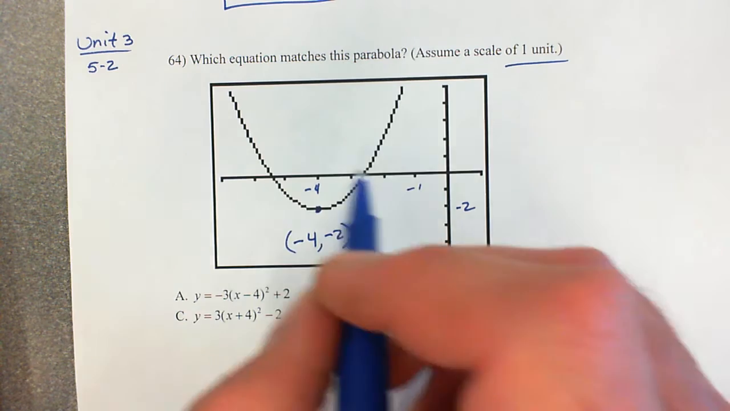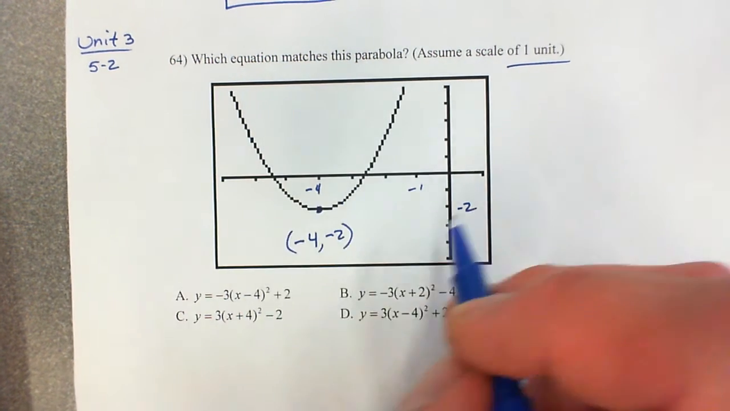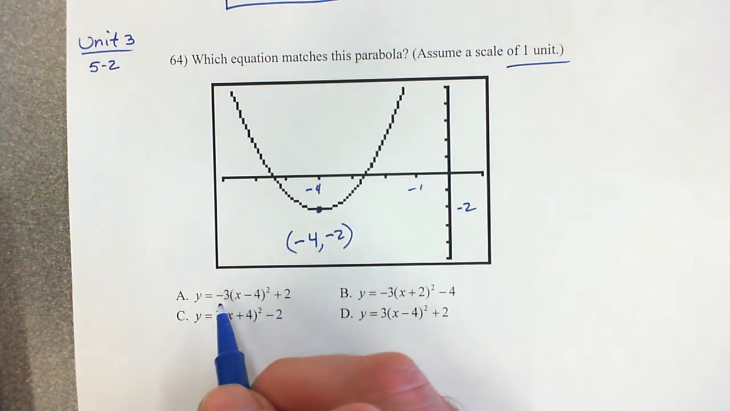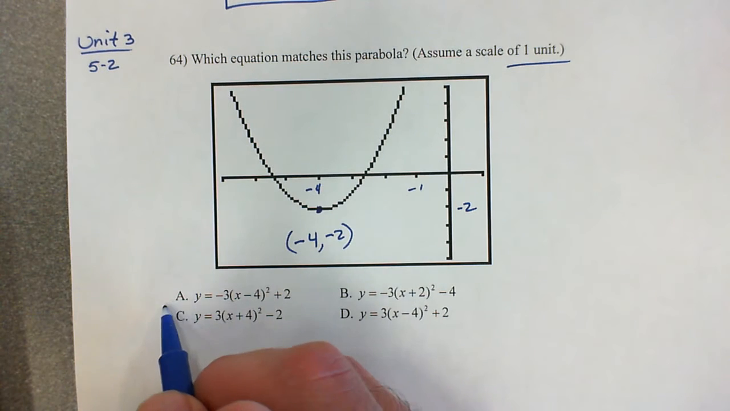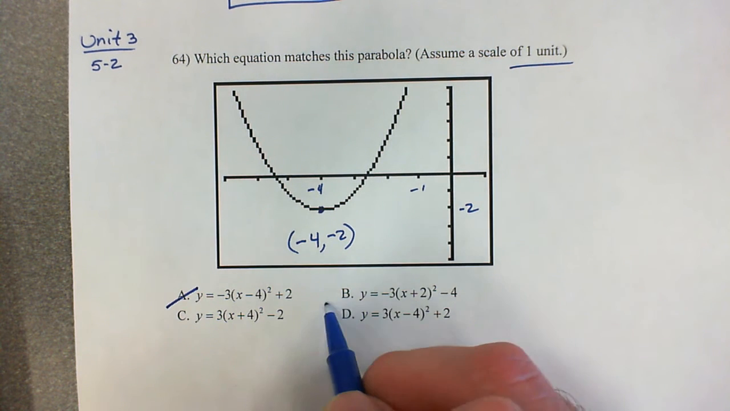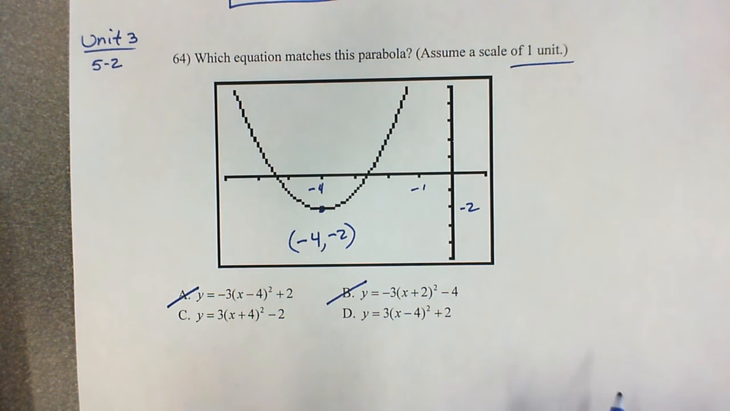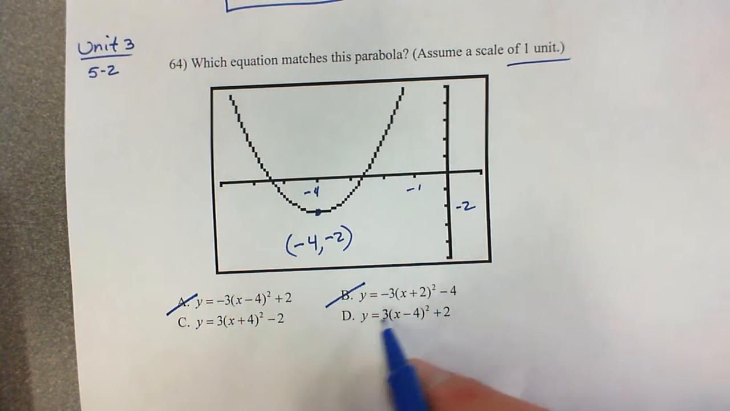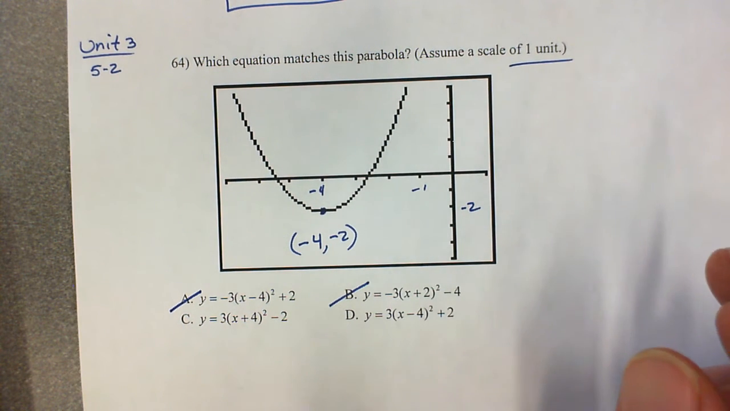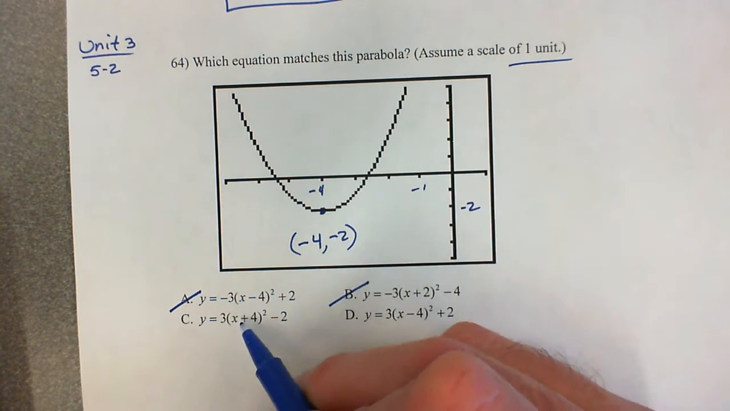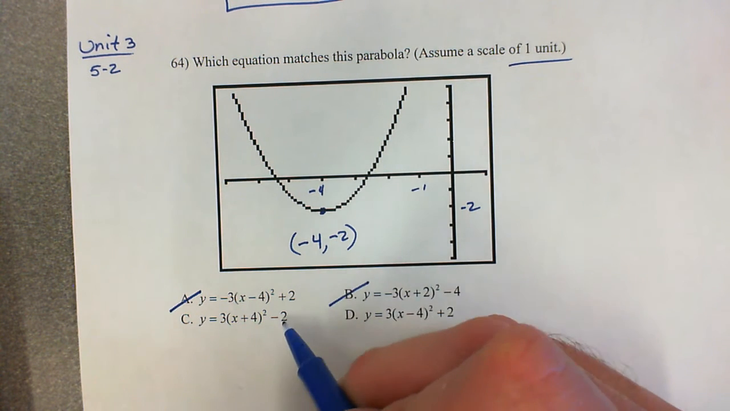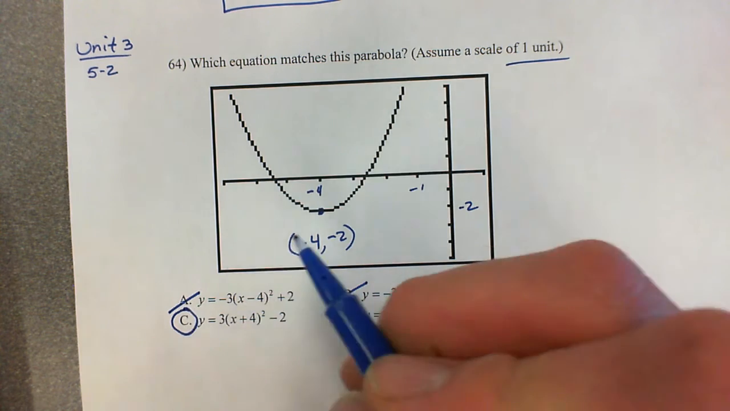And the parabola is going up. So since the parabola is going up, the value out in front needs to be positive. So that means A's not a choice and B's not a choice. So now the real question is, which of these equations is the correct one? Well, if you recall that the x is supposed to be the opposite and the y is supposed to be the same, so your answer should be C.